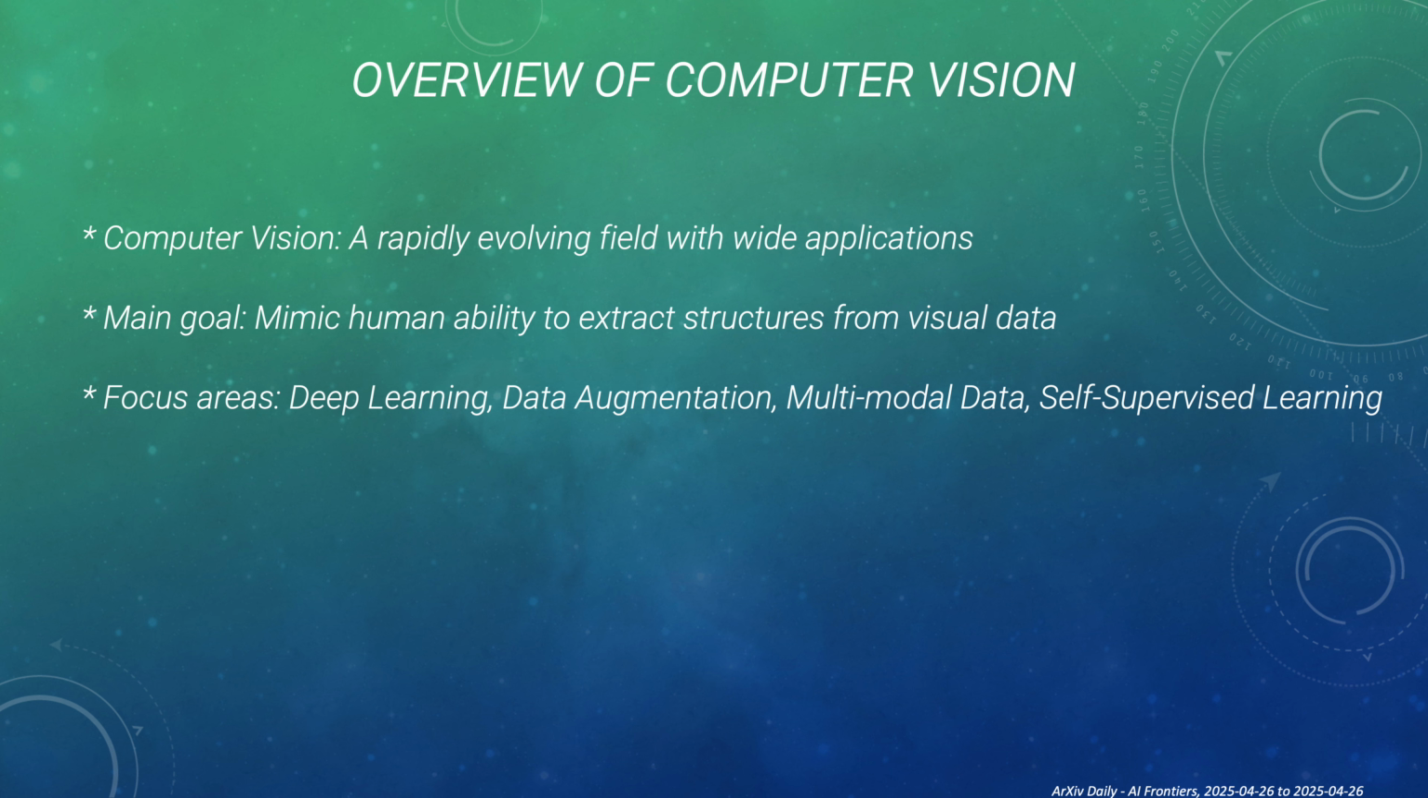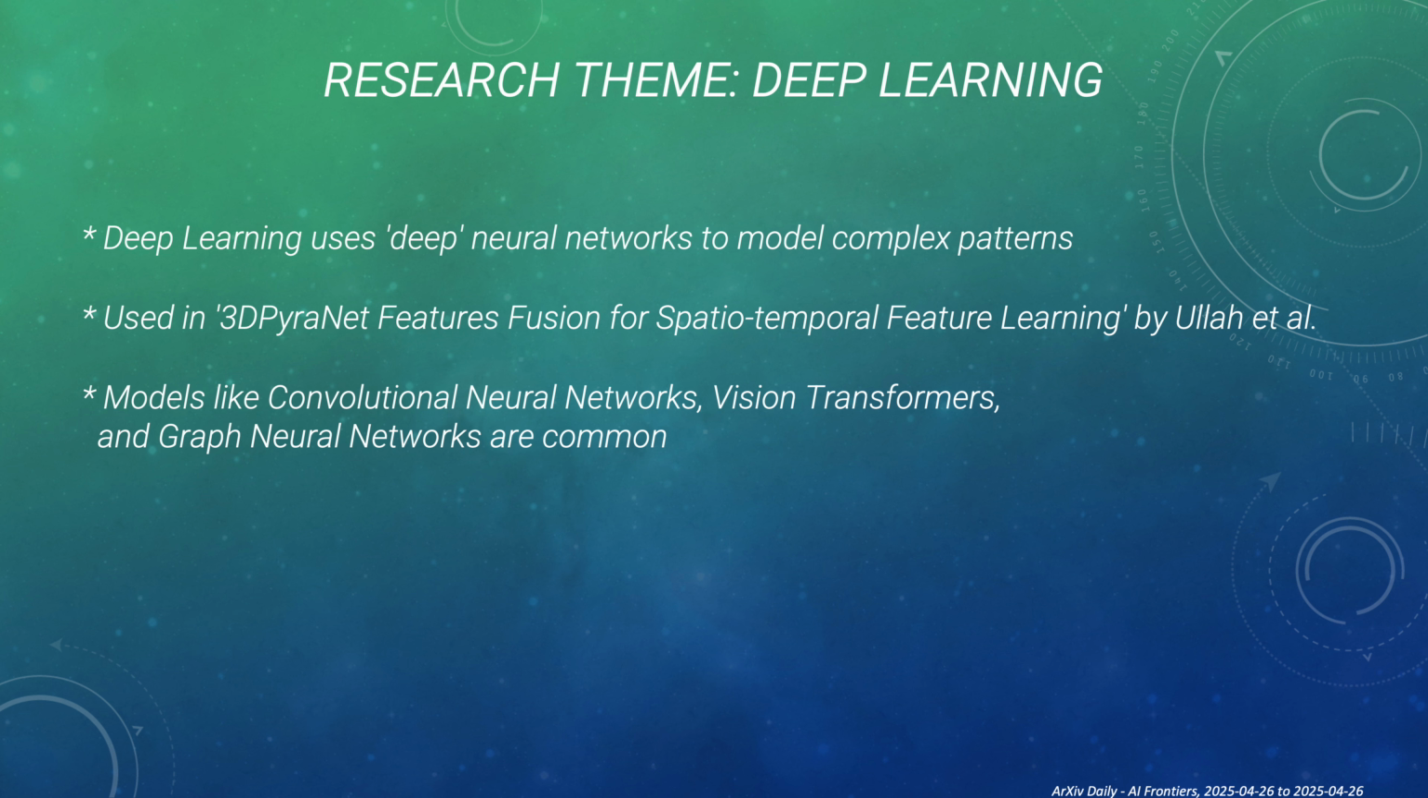Today's discussion centers around several key areas: deep learning, data augmentation, integration of multimodal data, and self-supervised learning. One of the key themes in computer vision that emerges from our analysis of 17 papers is the application of deep learning. This subset of machine learning utilizes deep neural networks to model complex patterns. An example is the 3D PyRNet features fusion for spatiotemporal feature learning paper by Ula and colleagues. Their research employs variations of deep learning models such as convolutional neural networks, vision transformers, and graph neural networks.